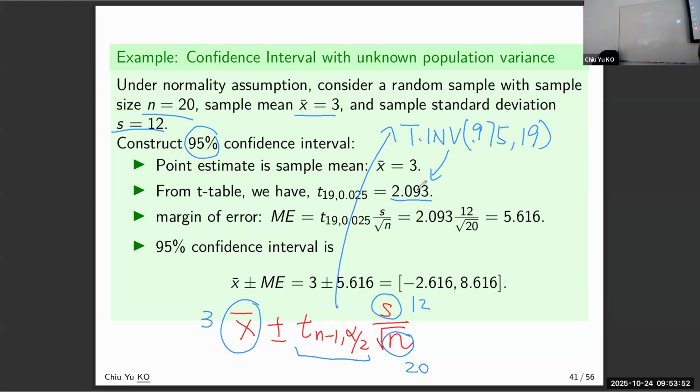Once you have that, your guess will be 3, the minimum you guess is negative 2.6, and the maximum will be 8.6. So that will be your guess. You have to ask what is the best guess you get, what is the most conservative and the most aggressive one. So that would be the idea. Okay, is there a question? Is that okay?